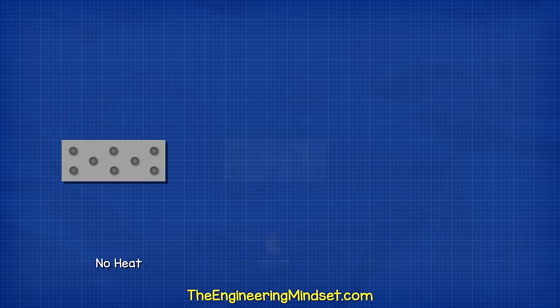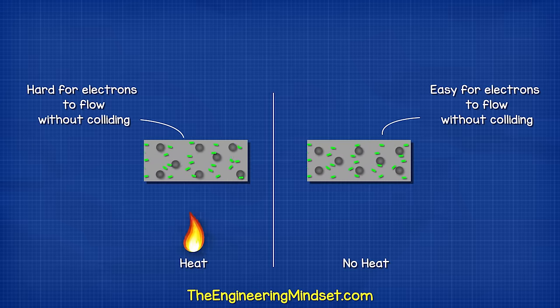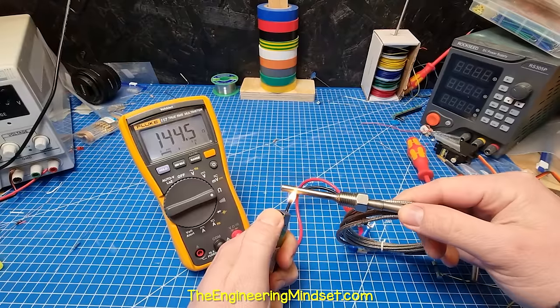When the wire is heated, the resistance increases. That's because the atoms inside become excited and move around. This makes it harder for electrons to pass through without colliding. So the resistance increases as temperature increases.